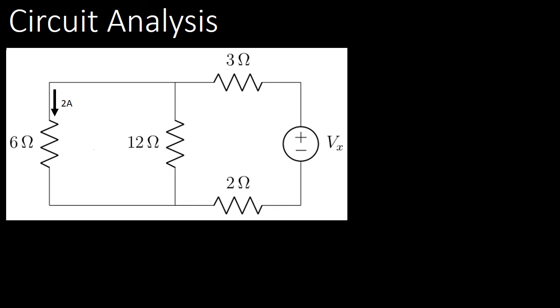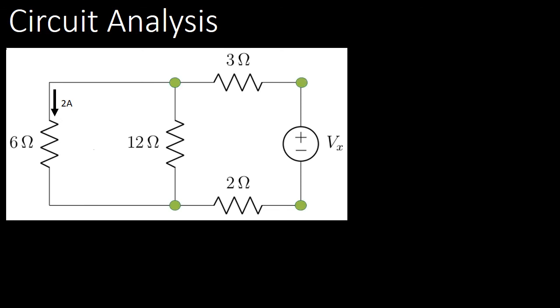We can use these characteristics of series and parallel elements, along with Ohm's law and Kirchhoff's current and voltage laws, to help us analyze circuits. Let's look at this more complicated example. So here we have a network of resistors attached to a voltage source. We'd like to design this circuit so that 2 amps will pass through the 6 ohm resistor. So we'd like to figure out what voltage we should have for Vx to make that happen.